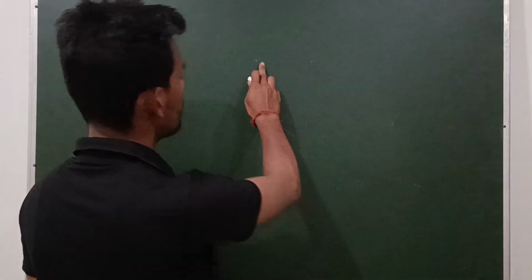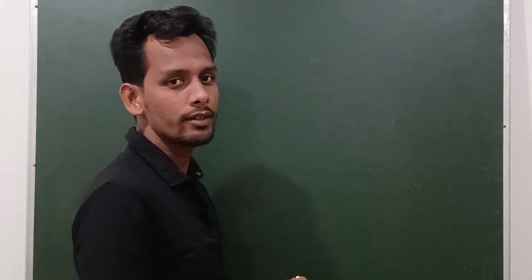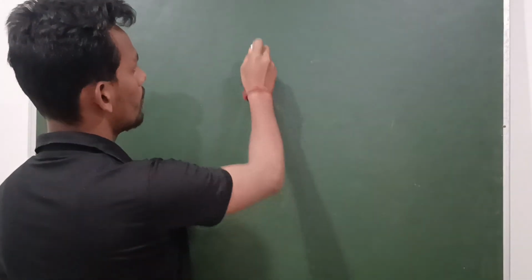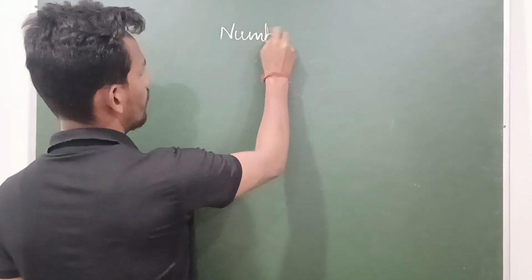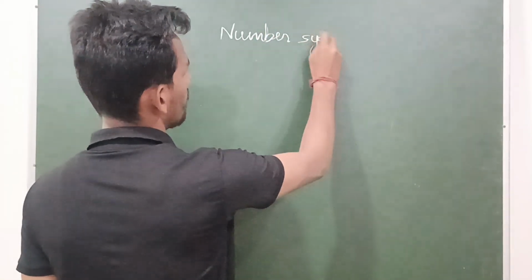So first we will discuss the maths of class 9. After class 8, the syllabus of maths and science is quite large as compared to class 8. Okay. So the first chapter for maths is number system.